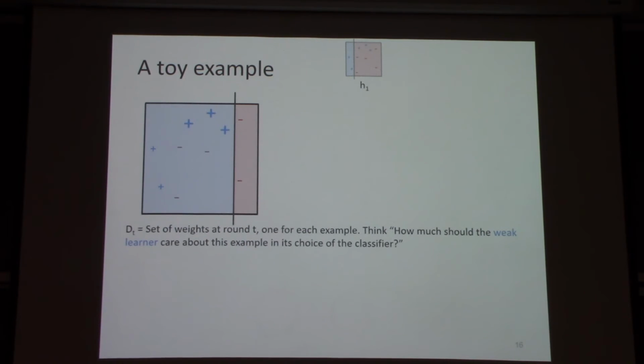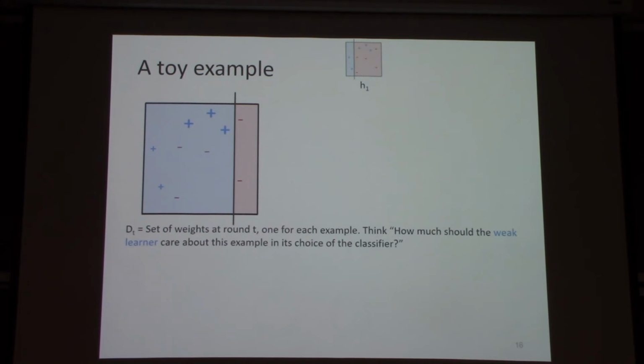But let's move on. So we have this D2 now, and based on D2 you pick another classifier. This time, the demand that's made of the weak learning algorithm is it better get these 3 examples right, because those are more important. So it gets another hypothesis, and this also makes mistakes. How many mistakes does it make? So let me remove all the dashes that I placed. How many mistakes does it make? 3.